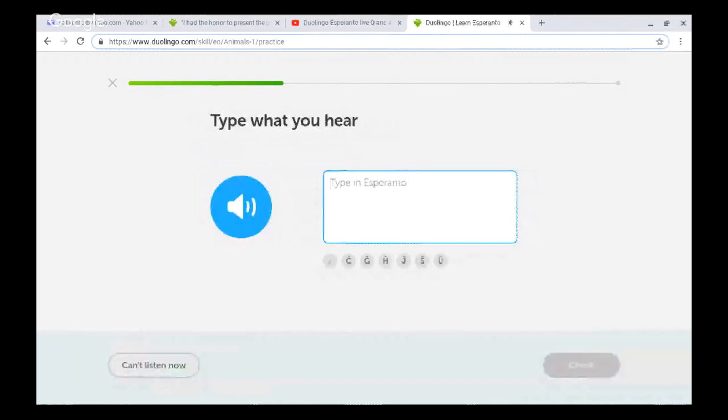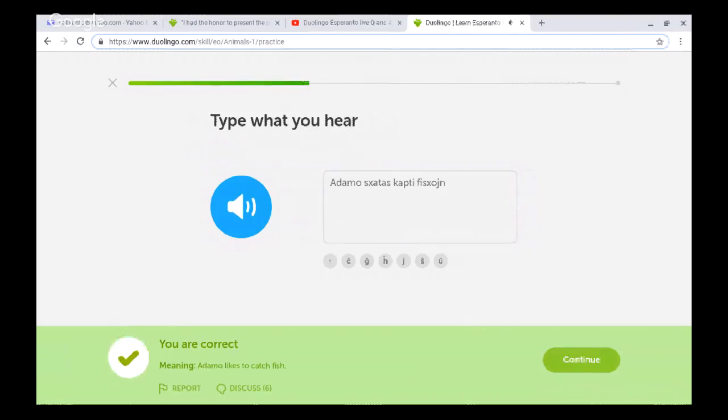Here's another type of what you hear. I'm going to say it quickly. Adamo ŝatas kapti fiŝojn. Did you hear that? Did you understand that? Adamo ŝatas kapti fiŝojn. And I'm going to type it and do turtle speed at the same time. Adamo ŝatas kapti fiŝojn. I'm going to listen one more time. Adamo ŝatas kapti fiŝojn. Yep, that's good. All right. And notice I did the X system. I habitually and stubbornly do the X system because I learned Esperanto in the late 90s when that's sort of what people did, and it just seems normal to me.